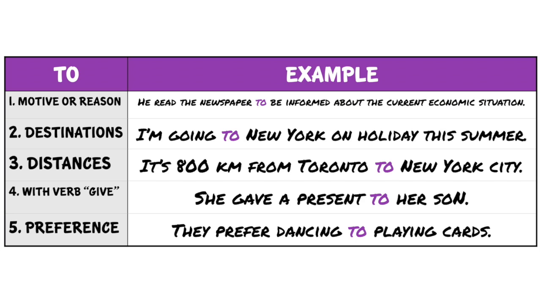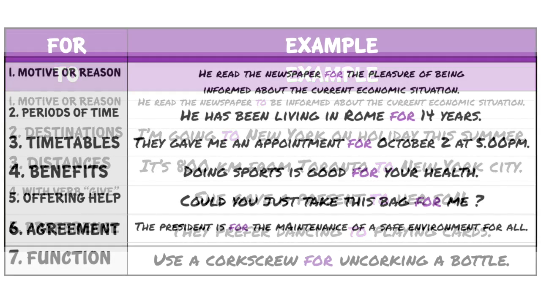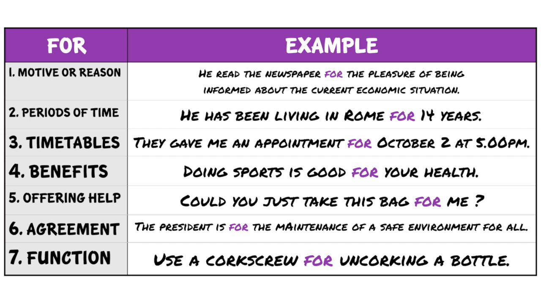And finally, to show preference. So, they prefer dancing to playing cards. That's all for to. Now let's look at for. And we have in the diagram the first, motive and reason. The example was, he read the newspaper for the pleasure of being informed about the current economic situation.